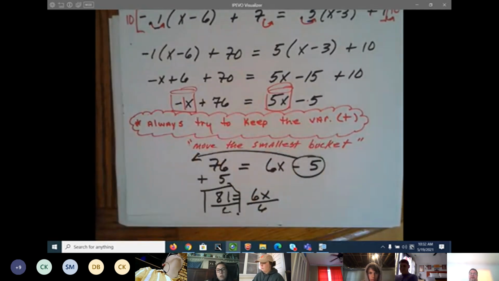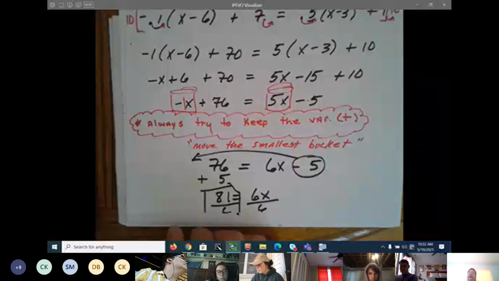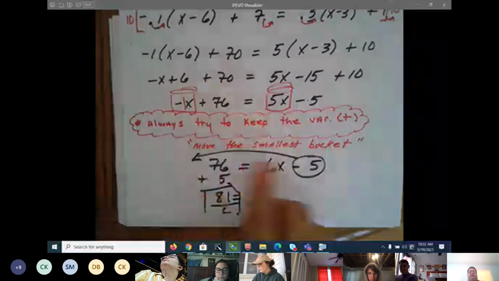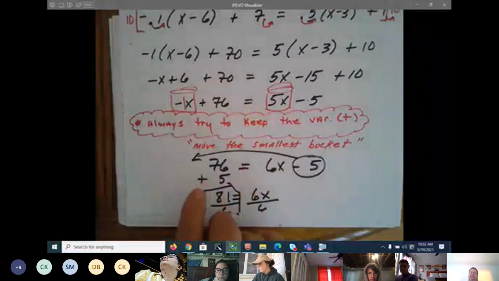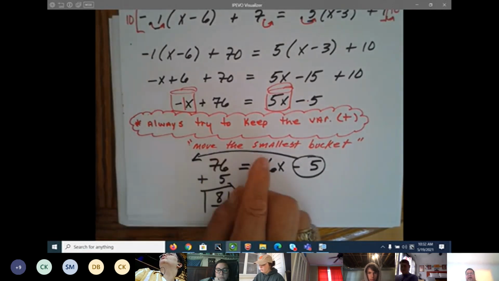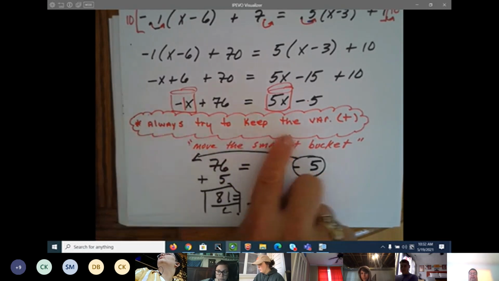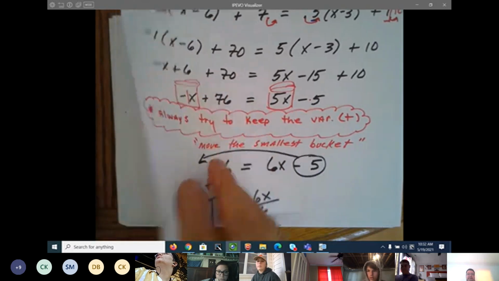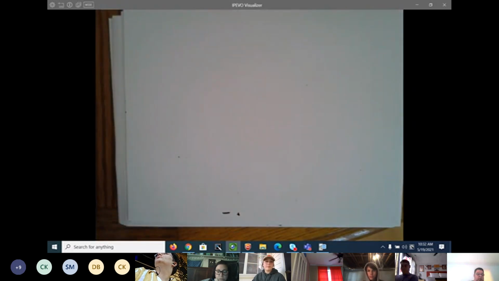Positive. Now, a lot of you are saying, well, it don't matter, because some of y'all look like y'all really don't want to be here. But the reason it matters is when we get to inequalities. And in inequalities, if you keep the variable positive, you don't have to worry about flipping the inequality. Now, you're not going to be able to do it all the time, but 90% of the time, you can keep the variable positive, for those of you that are actually listening. Okay?